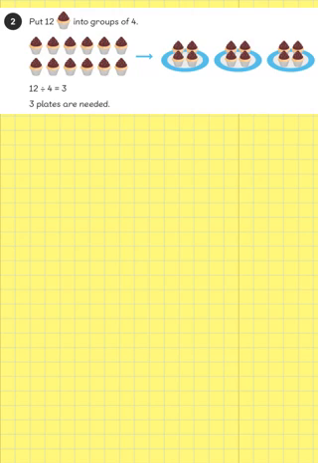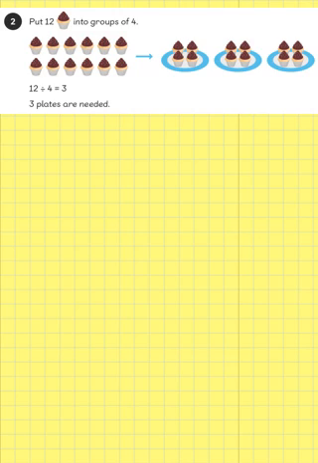But the 3, rather than representing the number of cupcakes, is now going to represent the number of groups. So what the question is asking you is, if you were to group them into 4s, how many equal groups would you have? And you can see this from the cupcakes on the screen. There are 12 cupcakes in total. They've been divided into groups of 4, and therefore there are 3 plates, and each of those plates has 4 on them.